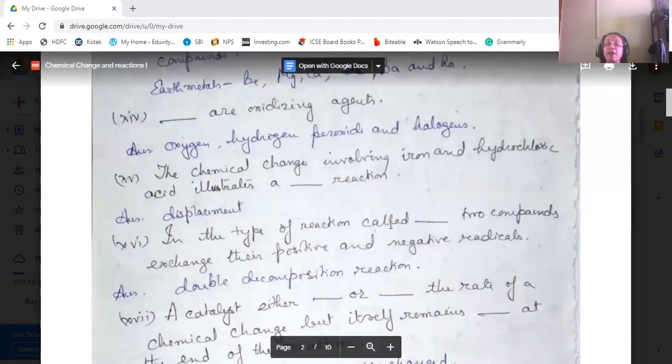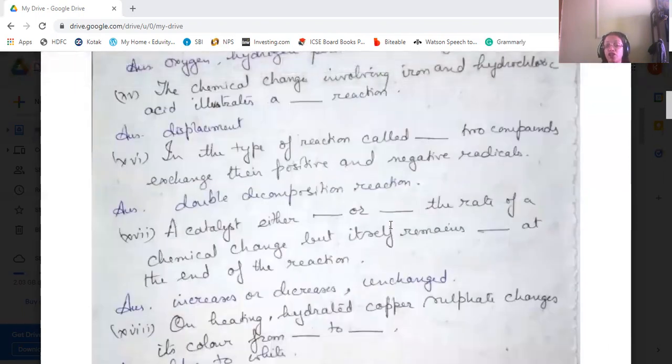Then a catalyst either dash or dash the rate of the chemical change, but itself remains dash at the end of the reaction. What happens? A catalyst either increases or decreases the rate of the chemical reaction. If it increases, that's a positive catalyst. If it decreases the rate of the chemical reaction, then it is a negative catalyst, but itself remains unchanged at the end of the reaction. That's why it's a catalyst.